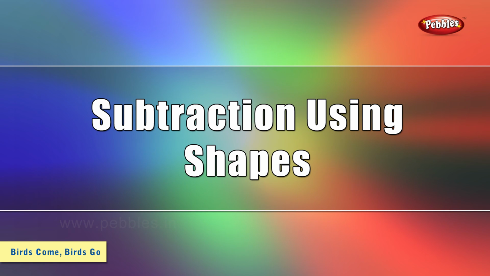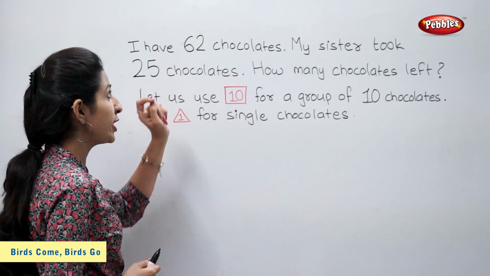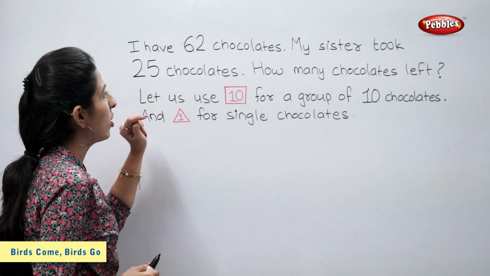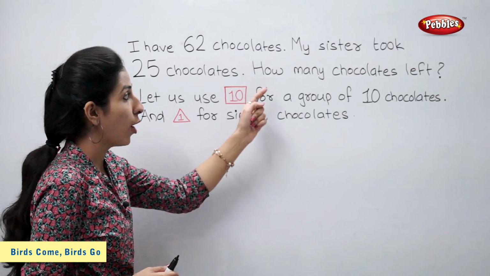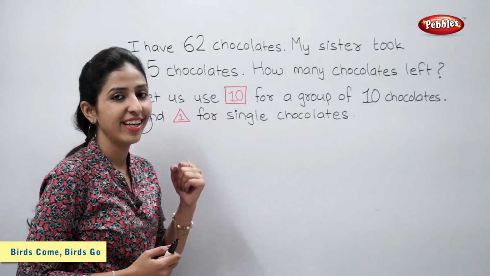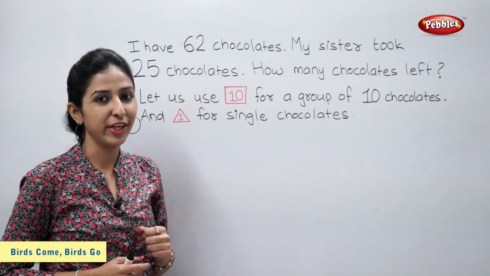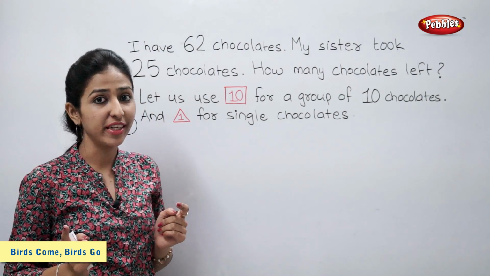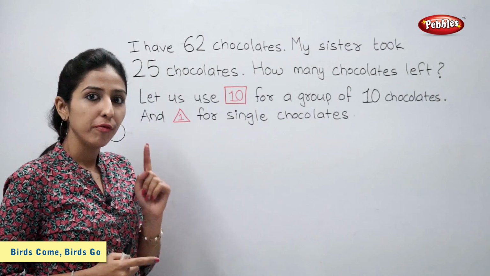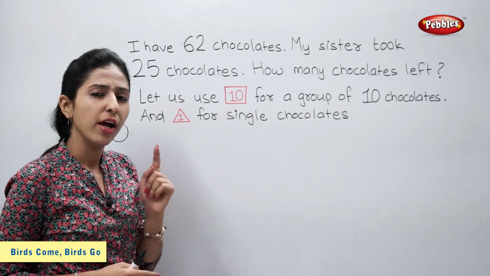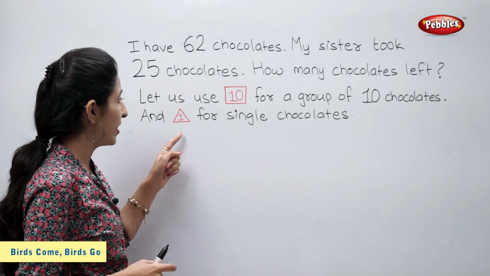Subtraction using shapes. I have 62 chocolates. My sister took 25 chocolates. So, how many chocolates are left? Students, let's solve this example using the method of tens and ones. For tens, we will use a square. For ones, we will use a triangle.